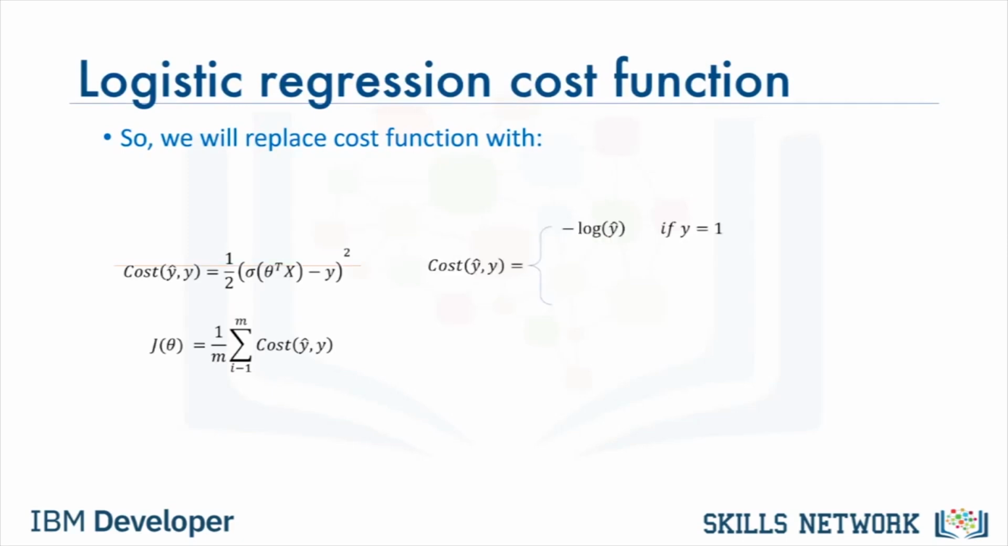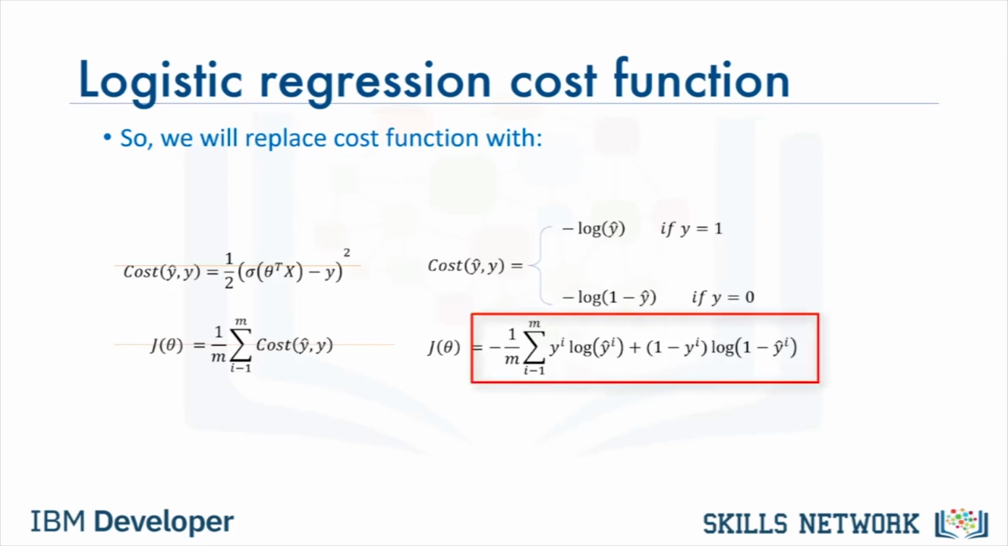We can easily prove that in the case that desirable y is 1, the cost can be calculated as minus log y hat. And in the case that desirable y is 0, the cost can be calculated as minus log 1 minus y hat. Now we can plug it into our total cost function and rewrite it as this function. So, this is the logistic regression cost function.